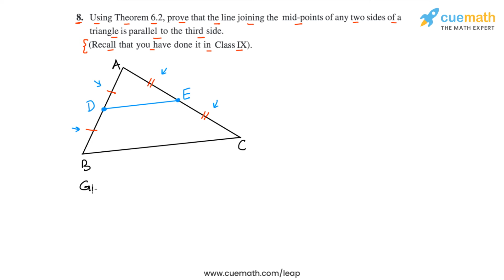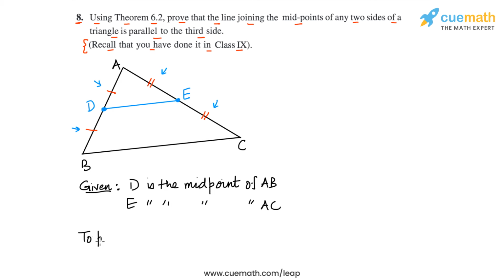So we are given that D is the midpoint of AB and E is the midpoint of AC. So this is what we're given, and using this we have to prove, using the converse of the basic proportionality theorem, that DE is parallel to BC. Okay, and the reasoning that I described, now let's write it as a proof.